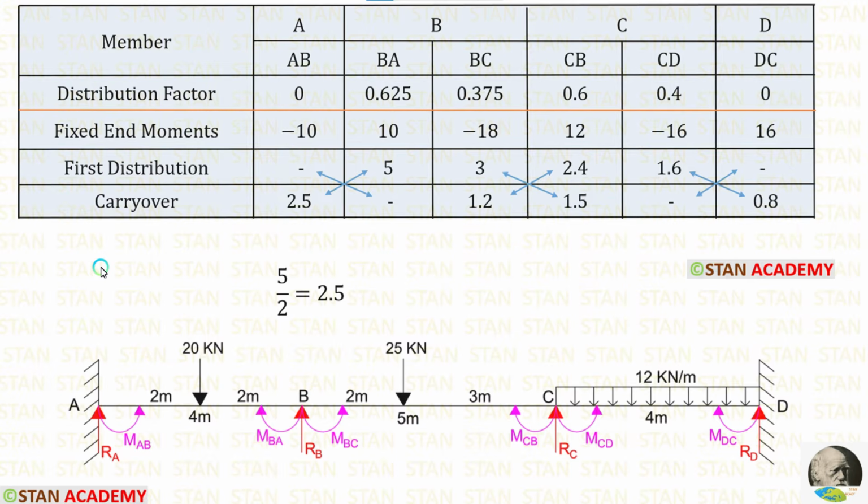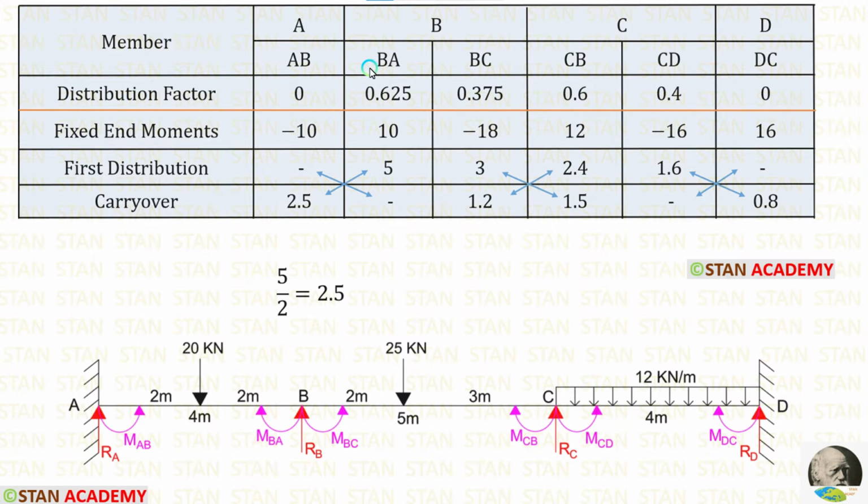The carryover should be done in every span. First, let us do the carryover in the span AB. In the span AB, there are two moments, MAB and MBA. From AB, half of the moment will go to BA. From BA, half of the moment will go to AB. First, let us do the carryover from AB to BA. For AB, there is no distribution, so we cannot make the carryover from AB to BA.